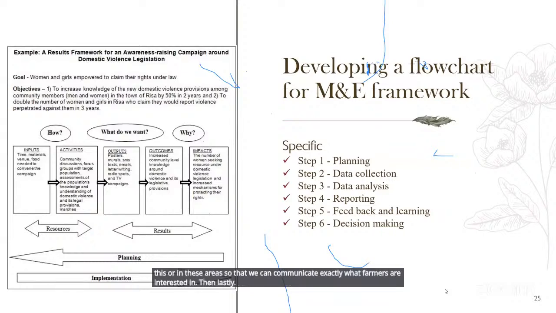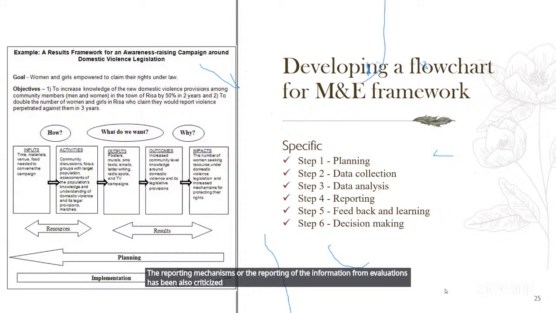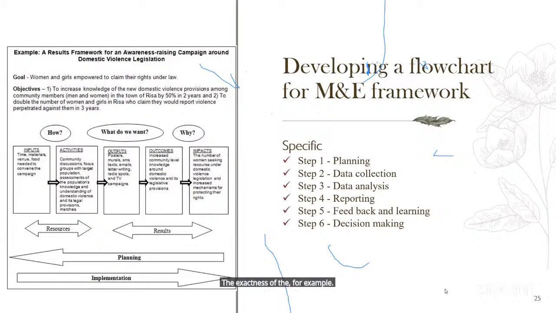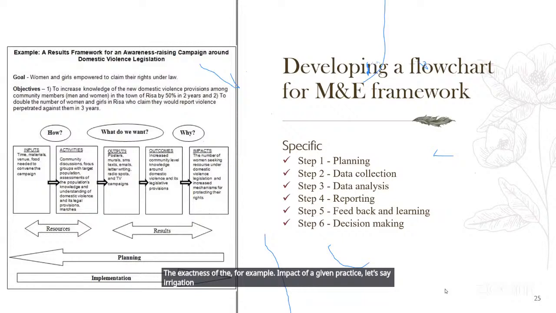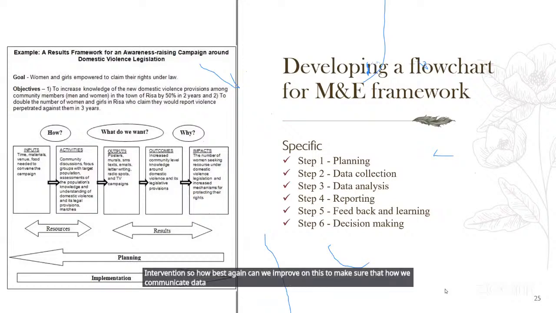Then lastly, the reporting of the information from evaluations has also been criticized for not communicating the exactness of, for example, the impact of a given practice, let's say irrigation. And farmers have struggled to differentiate how a drip irrigation system is a climate smart agriculture practice vis-a-vis a conventional kind of intervention. So how best can we improve on this to make sure that how we communicate data to the last mile users makes sense to them and promotes a sustainable adoption of these practices?